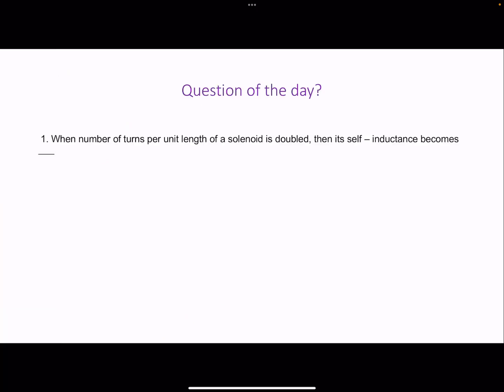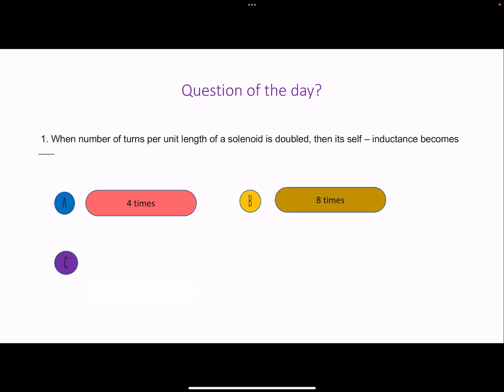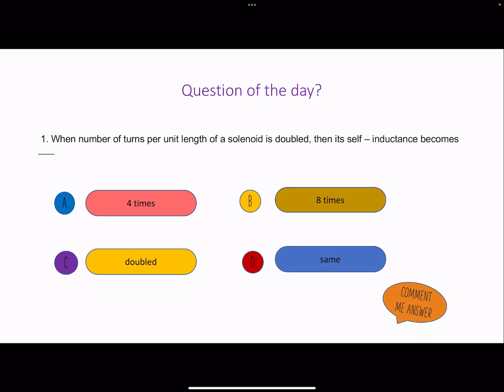Now let us see the question of the day. The question is, when the number of turns per unit length of a solenoid is doubled, then its self-inductance becomes what? That is the question. The first option is 4 times. The second option is 8 times. The third option is doubled. And the fourth option is same. So if you know the answer, comment the answer in the comment box.